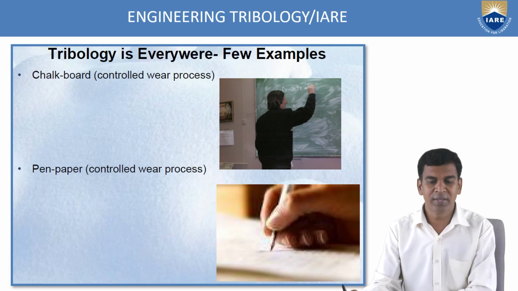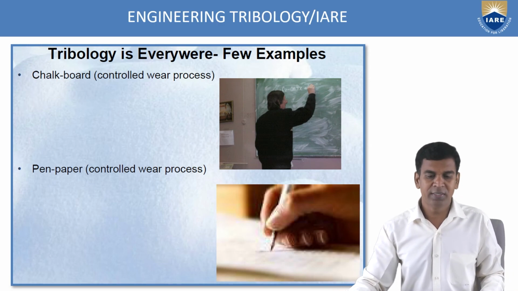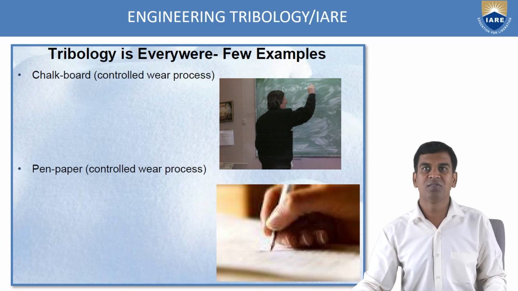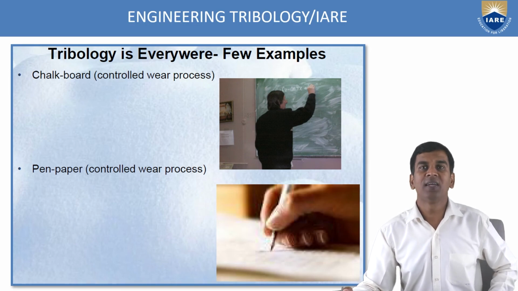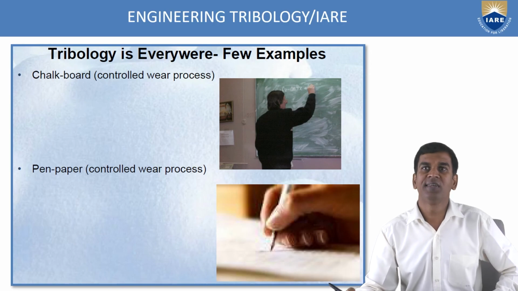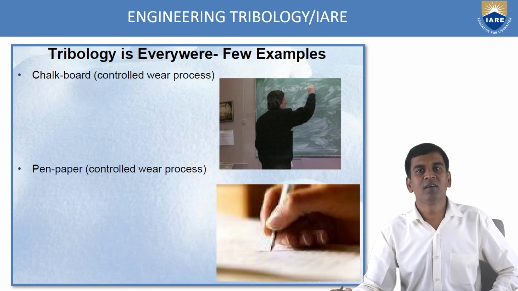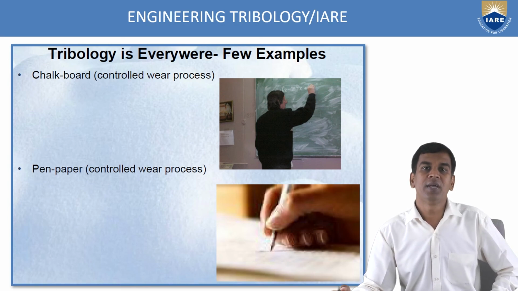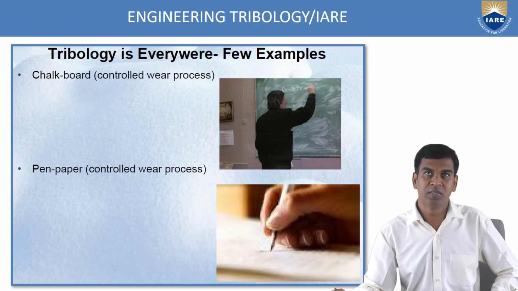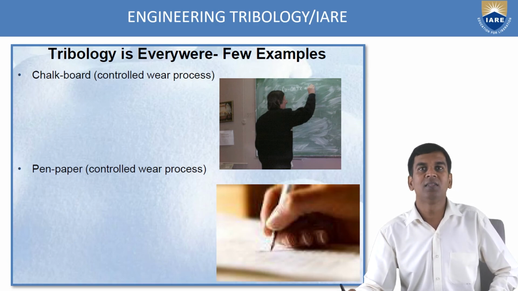Here, chalk and board is one more example. Here you can see the controlled wear process. When the professor or the faculty is writing on the board continuously, you will see the reduction of the size of the chalk piece. That is nothing but the wear of the chalk piece here. Controlled wear process is required at this time.